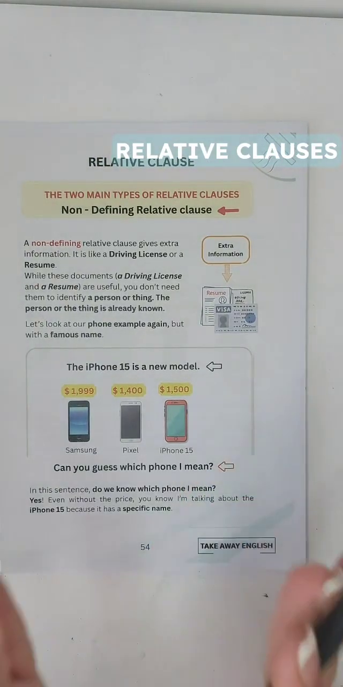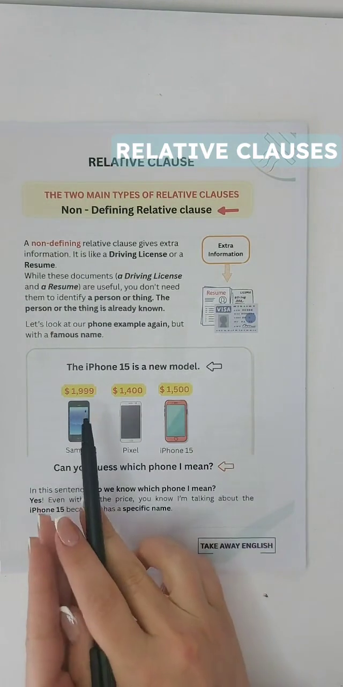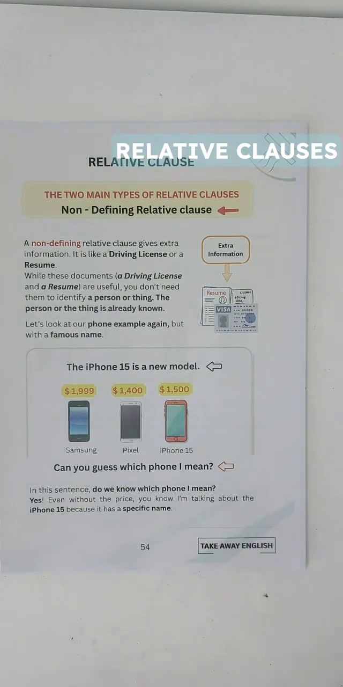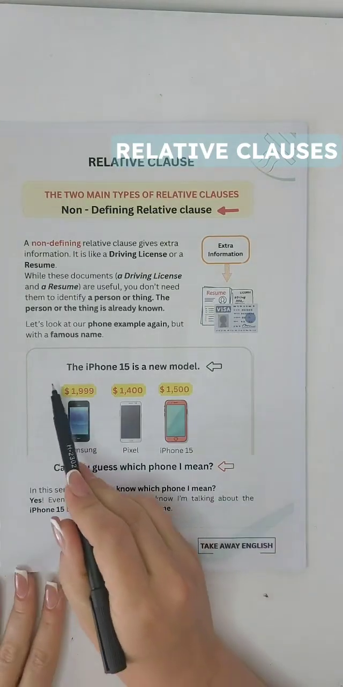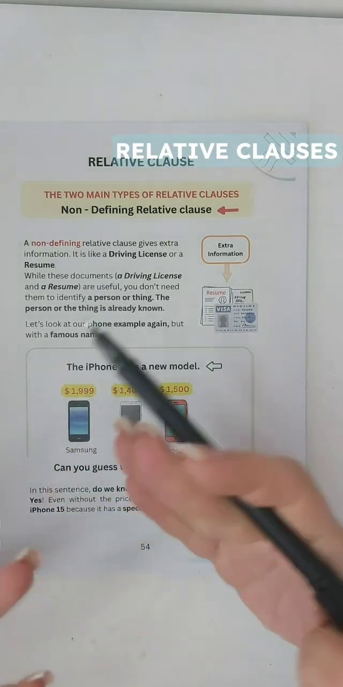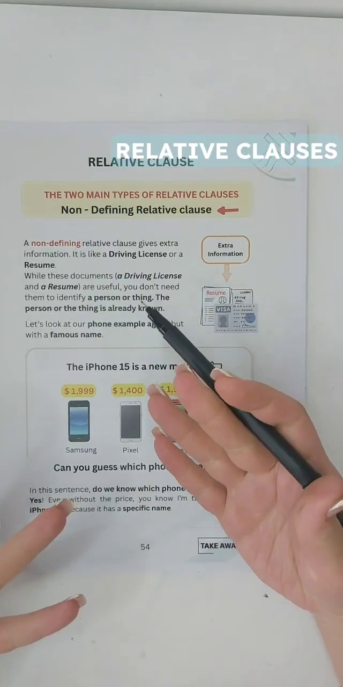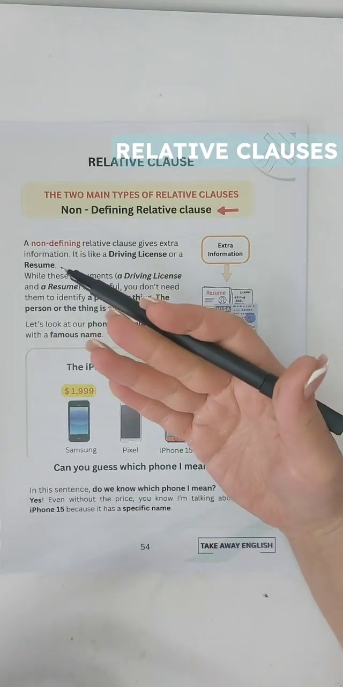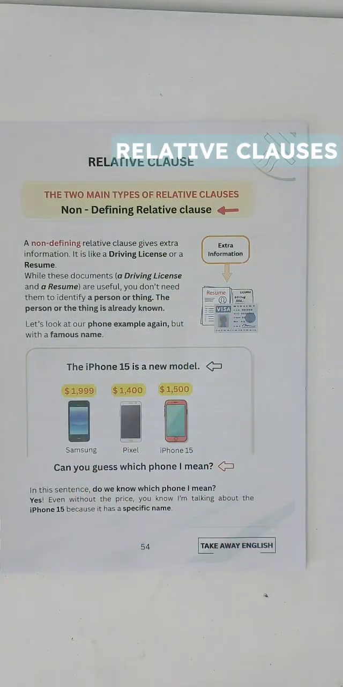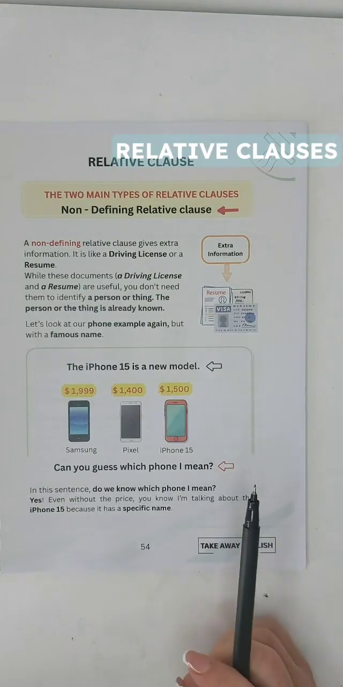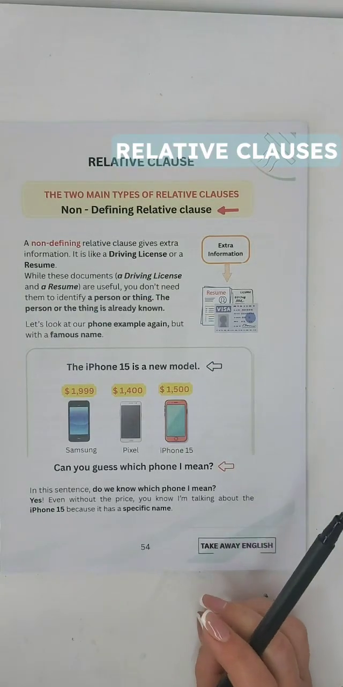The phone is a new model. The iPhone 15 is a new model. Here, we already know which one. And now it's optional. You can use a non-defining relative clause. Will you apply it?